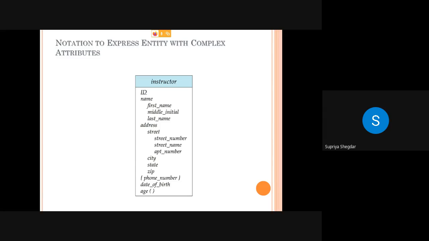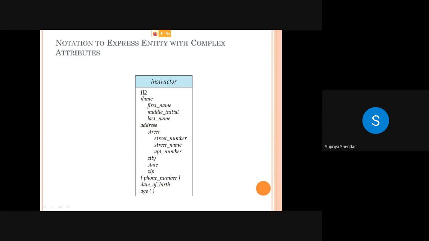Then there is the notation to express an entity with complex attributes. We have seen the types of attributes: simple attribute, composite attribute, multi-valued, and single-valued. All these kinds of attributes we can represent in the entity sets. So here the instructor is my entity set, or the name of the entity. This ID is my simple attribute, and the ID is the primary key of the instructor, so I have just written ID and underlined that attribute.